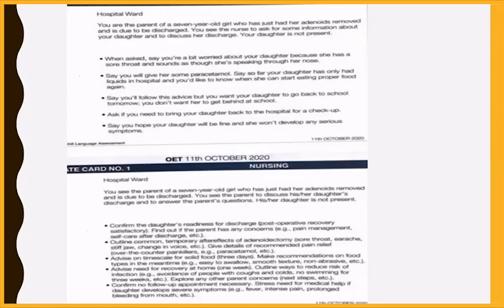Setting, hospital ward, nurse. You see the parent of a 7-year-old girl who has just had her adenoid removed and is due to be discharged. You see the parent to discuss his or her daughter's discharge and to answer the parent's questions. His or her daughter is not present. Okay. Can I know their name, please? Who read it? Smita. Smita. Yeah, let's give more importance to the pronunciation.